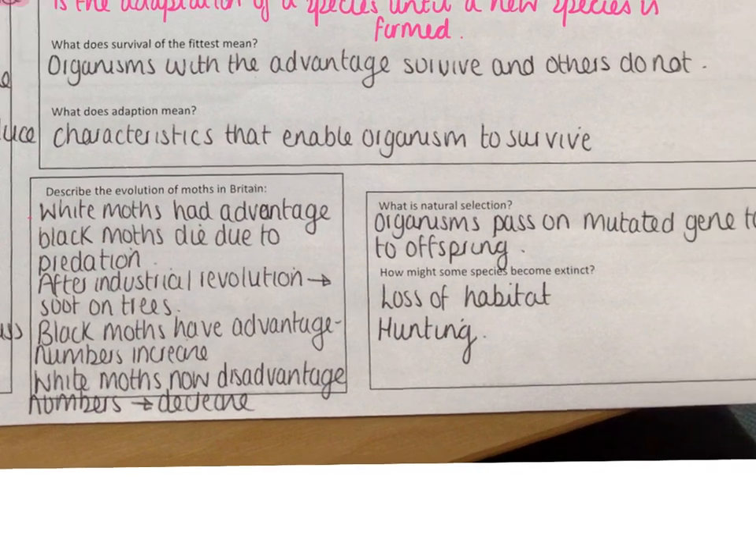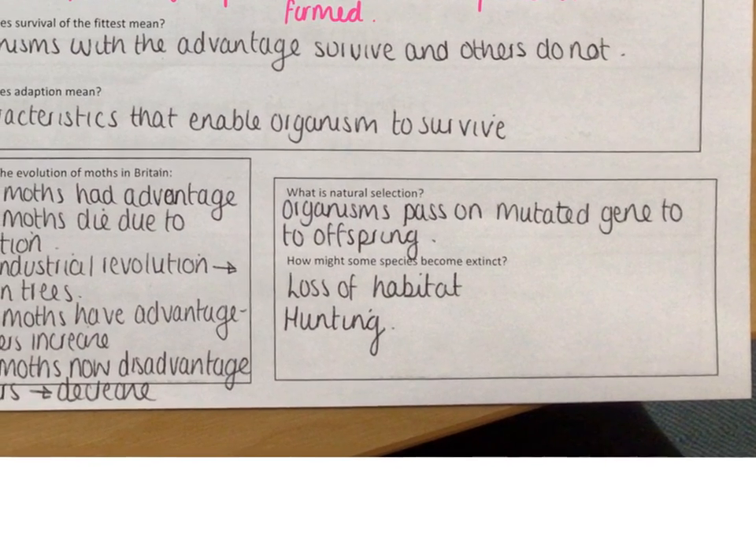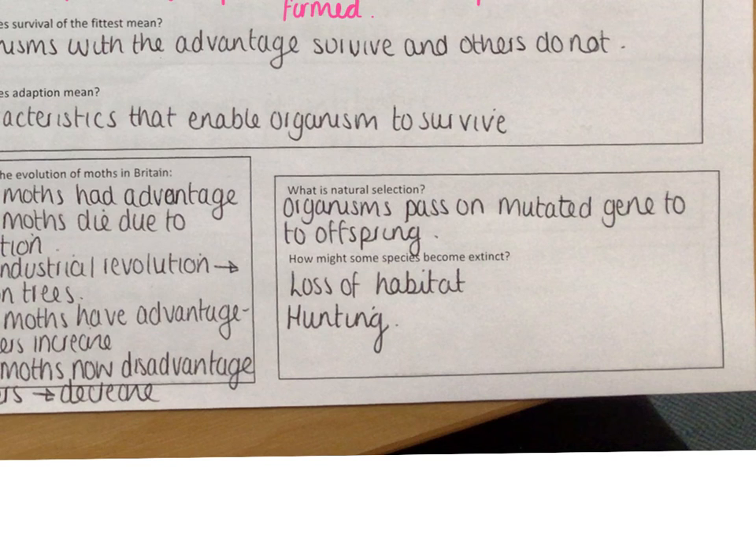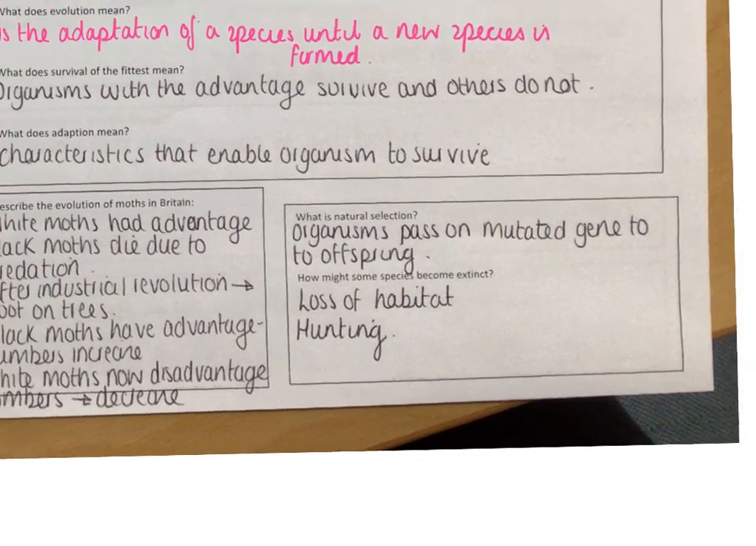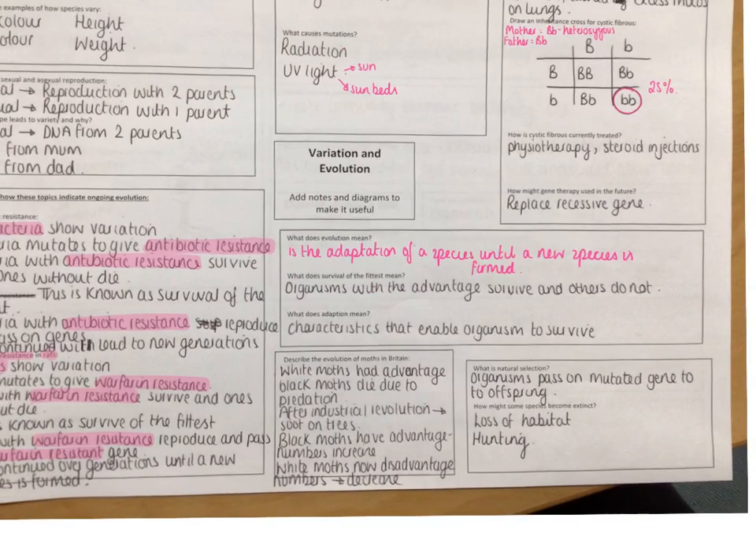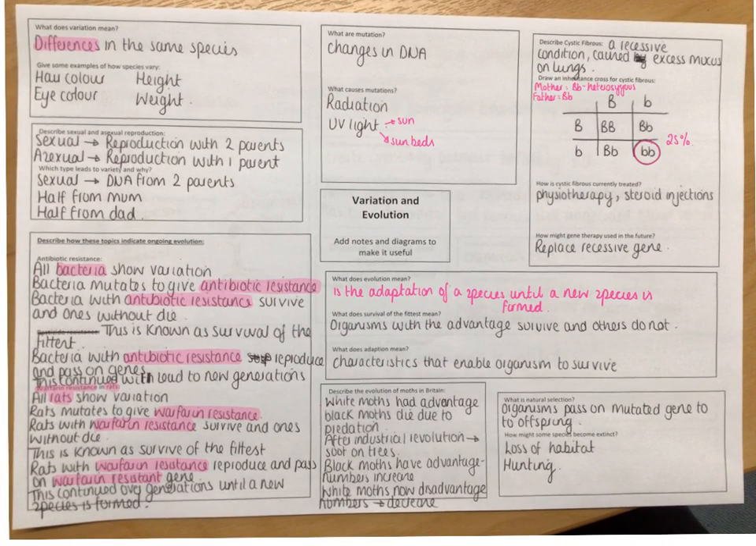What is natural selection? Organisms pass on their advantageous or mutated gene to their offspring, and then the offspring are able to survive and do the exact same thing. How might some species become extinct? Through loss of habitat, hunting, deforestation, etc. Okay, so that is our review sheet for our topic variation and evolution.